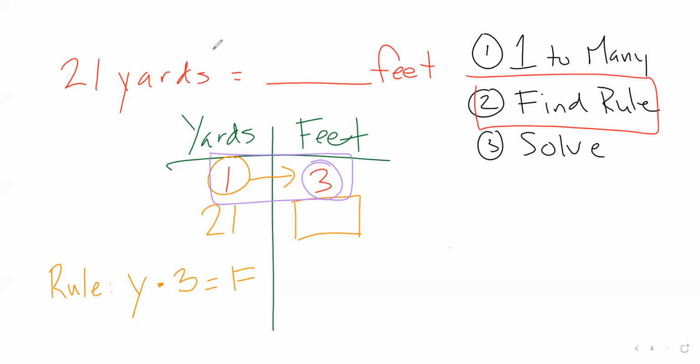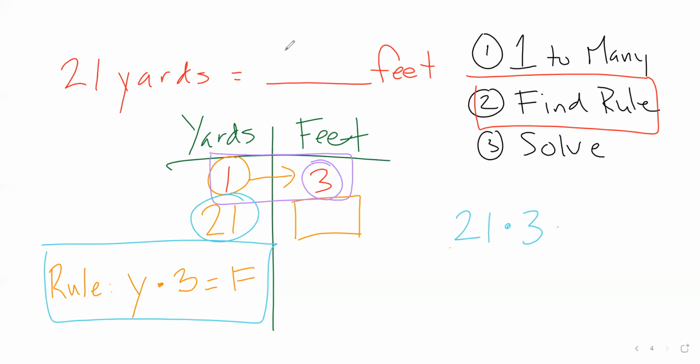Okay. So if now we think about how to solve that, we're going to take what we know and just substitute into our formula, right? So we know yards. So we actually have 21 times 3, and that's going to be equal to F for my feet. So if I do that math here, 20 times 3 is 60, and 3 times 1 is 3. So that's 63. So that means I would have 63 feet.